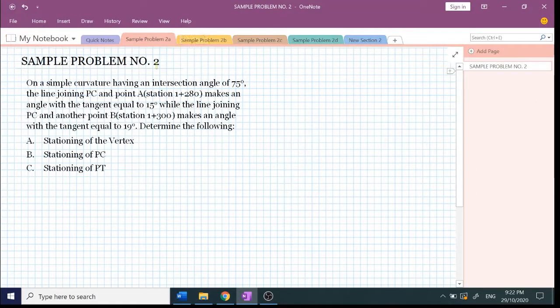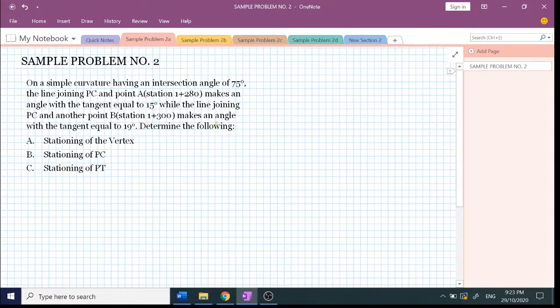On a simple curve having an intersection angle of 75 degrees, the line joining PC and a point A at station 1 plus 280 makes an angle with a tangent equal to 15 degrees, while the line joining PC and another point B at station 1 plus 300 makes an angle with a tangent equal to 19 degrees.